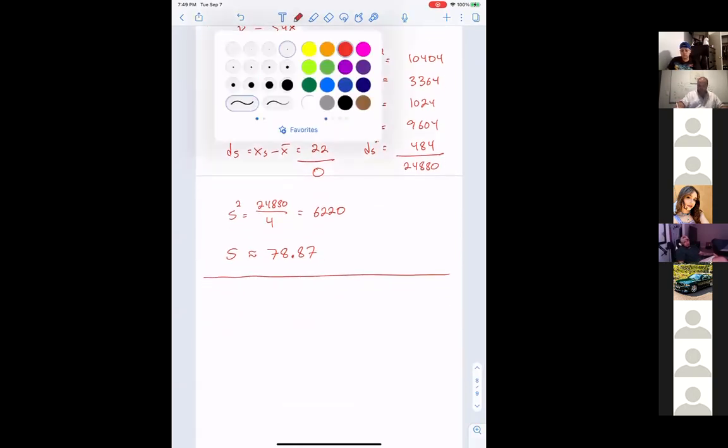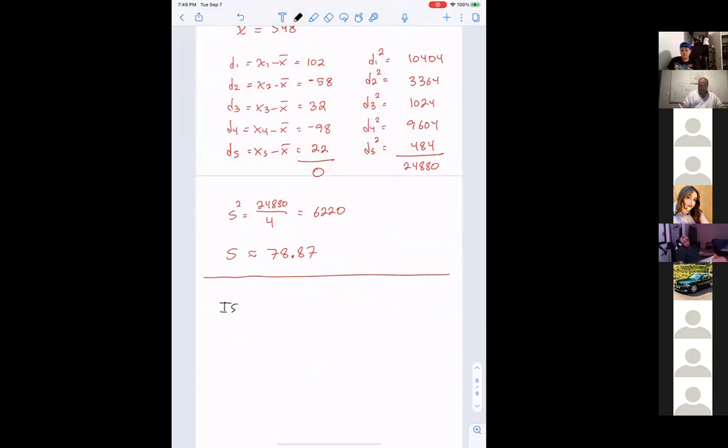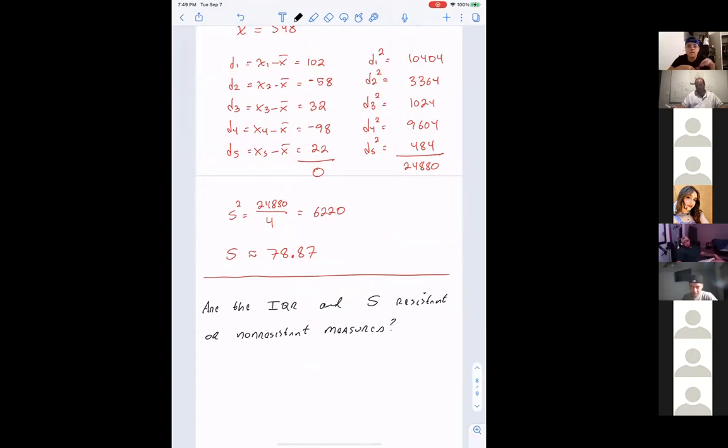Question for you. Are the IQR and S resistant or non-resistant measures? The two measures of variability, are they resistant or are they non-resistant? What do you think?